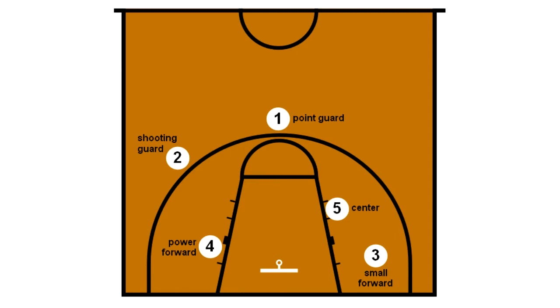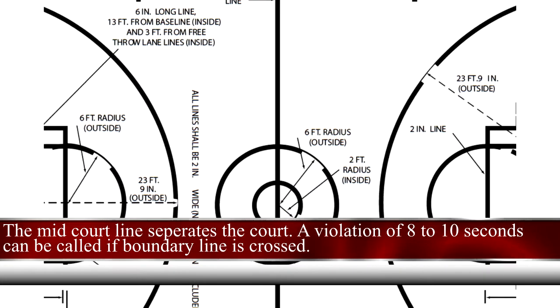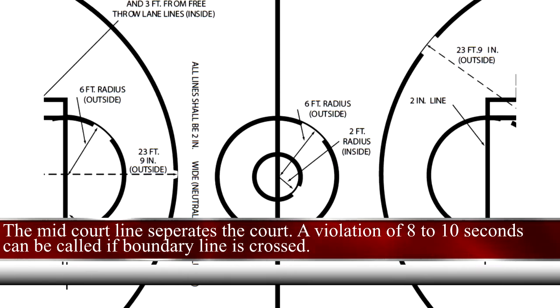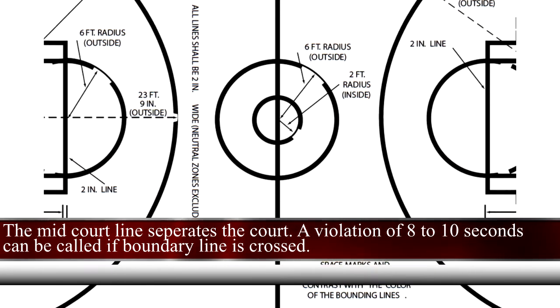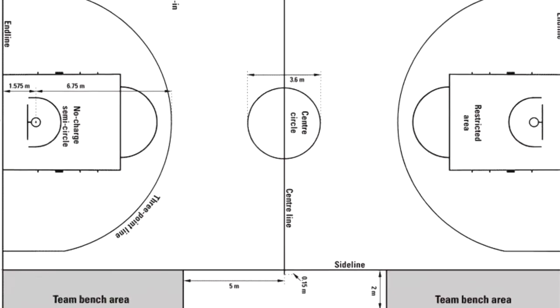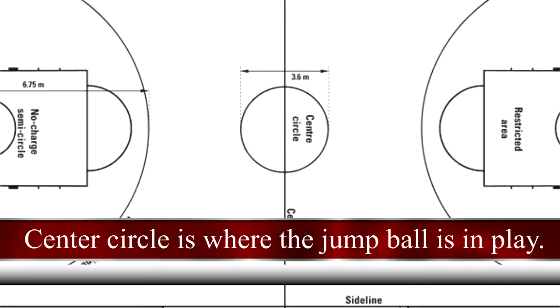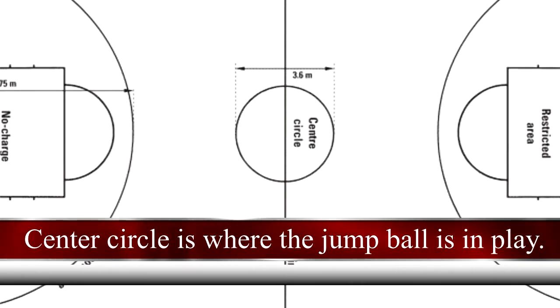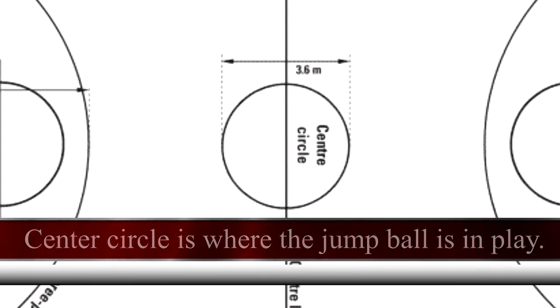Now talking about the midcourt line, the midcourt line separates the court, which allows you to understand that you have crossed a boundary line. Once this boundary line is crossed, you can be called for a violation of 8 to 10 seconds if you do not cross in that amount of time. There is a center circle for that mid-court line. It's 12 feet in diameter, and this is where usually the center toss takes place. Another name to call it, jump ball.